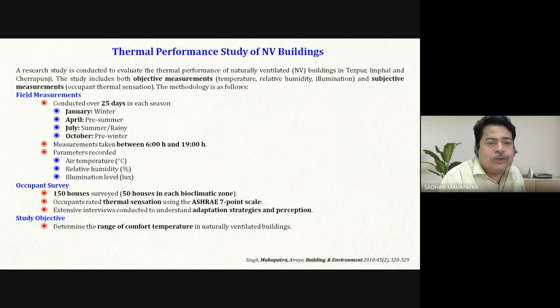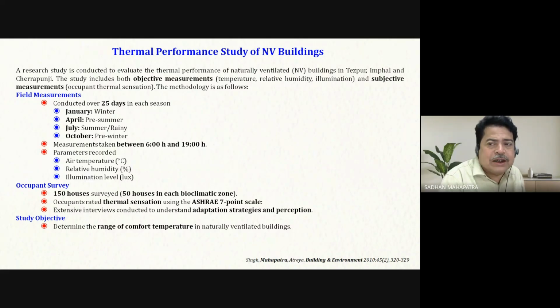So we conducted measurements for 25 days in each season, for four different seasons: January, April, July, and October. The measurements were taken between 6 o'clock and 19 o'clock. Parameters recorded were air temperature, relative humidity, and illumination level.